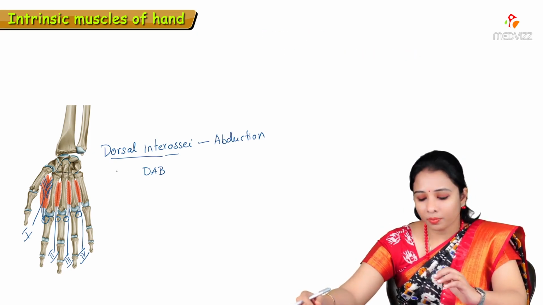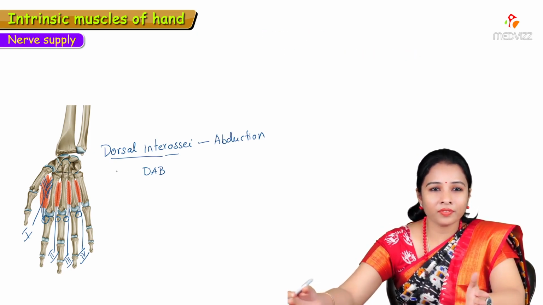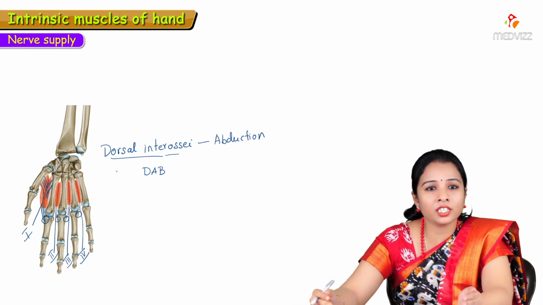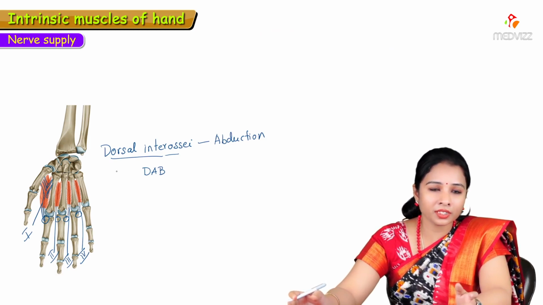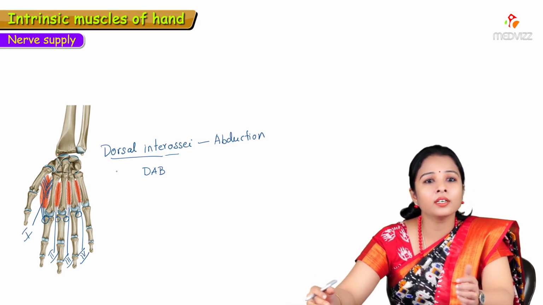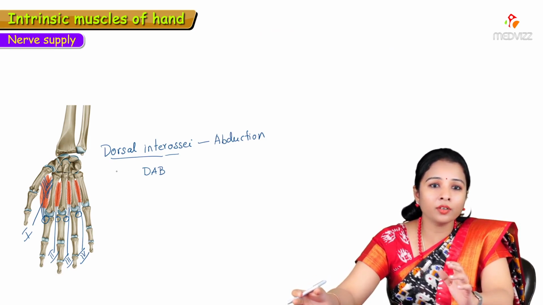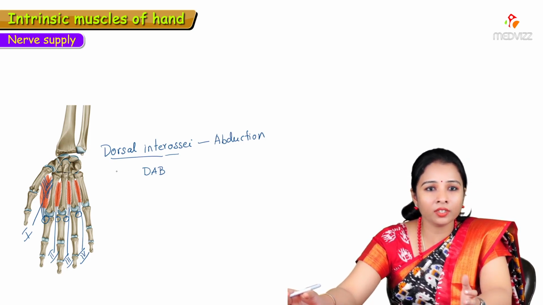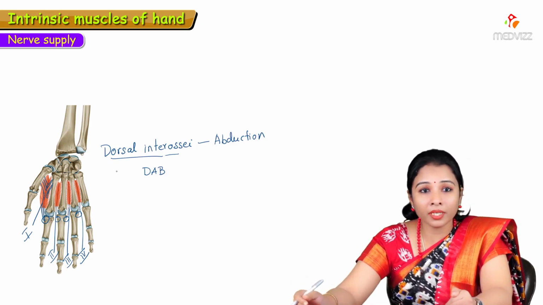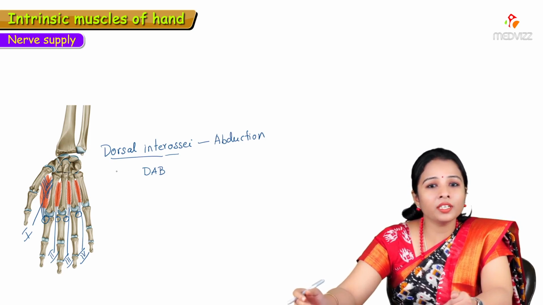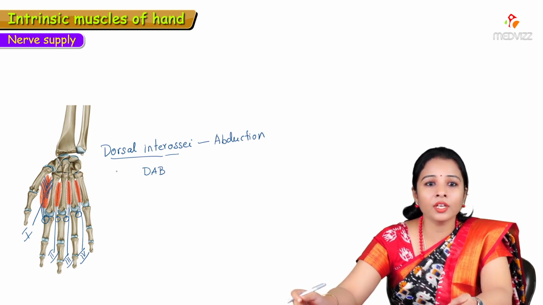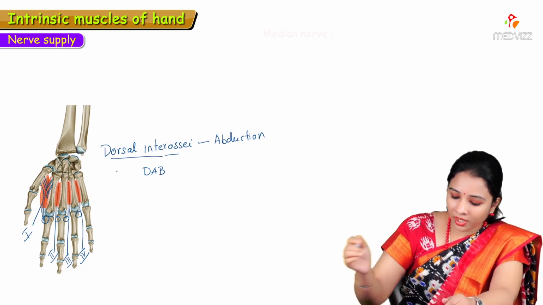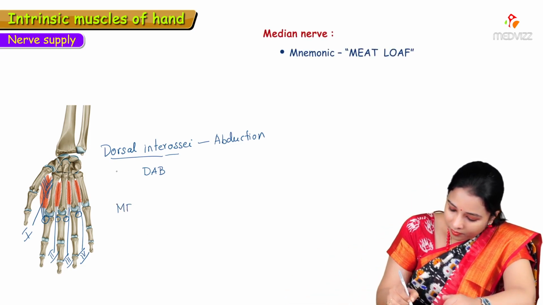Let's see some more points about the nerve supply. We shall conclude in a nutshell the nerve supply. So the median nerve and ulnar nerve, we know they supply the muscles of hand, but mainly the ulnar nerve. Most of the muscles are supplied by the ulnar nerve. So first we shall discuss the median nerve. To remember the intrinsic muscles of hand innervated by the median nerve, you can remember a mnemonic, MEATLOAF.